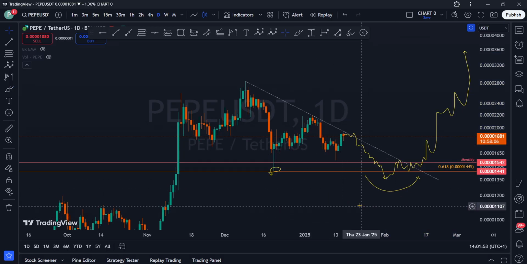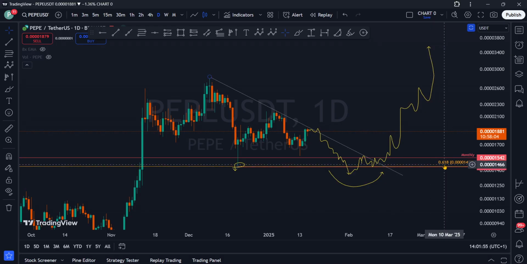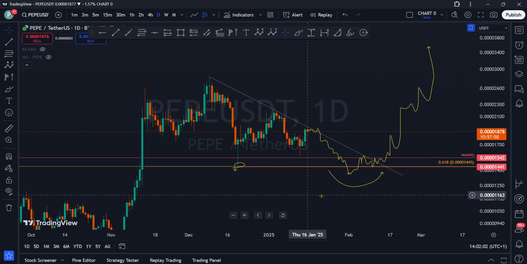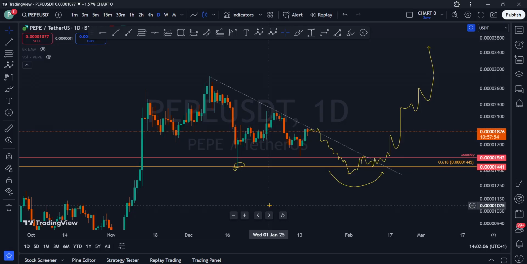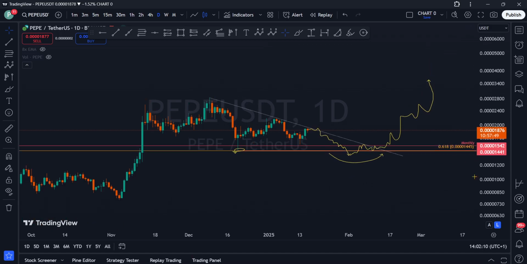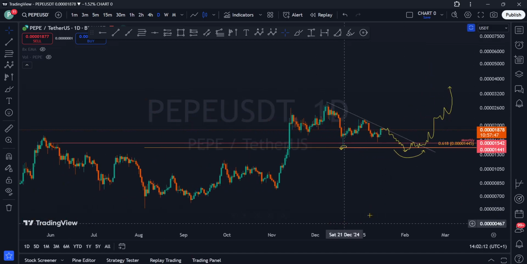So the conclusion of this is around this 0.00001445 price point on PEPE is going to be a good buy zone if you're currently looking to get into a high probability impulse on a meme coin.